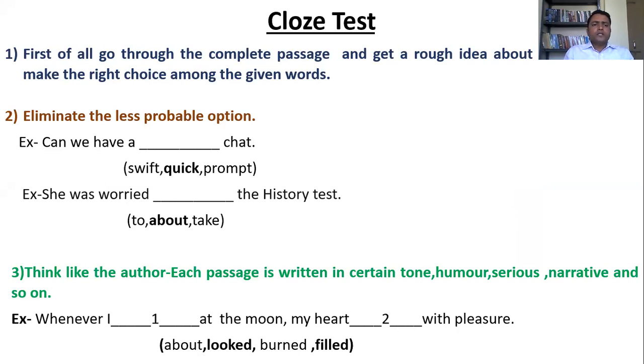So first rule here is, first of all, go through the complete passage and get a rough idea about the content to make the right choice among the given words. We already know that in the cloze test, they will provide a set paragraph. So, by going through that paragraph, we must understand the context and try to get a rough idea about the paragraph. Then, the second rule is eliminate the less probable option.